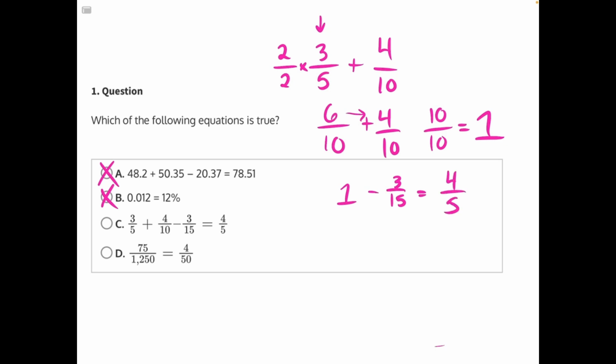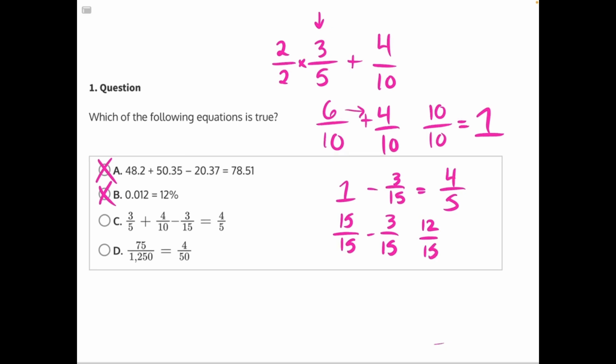A whole number can be rewritten as a fraction. The number 1 we just said is any identical number as your numerator and denominator, so we can just set this as 15 over 15 so that we have a common denominator right away. 15 minus 3 would give us 12 over 15. Right now that doesn't look like 4 over 5 because we still need to simplify.